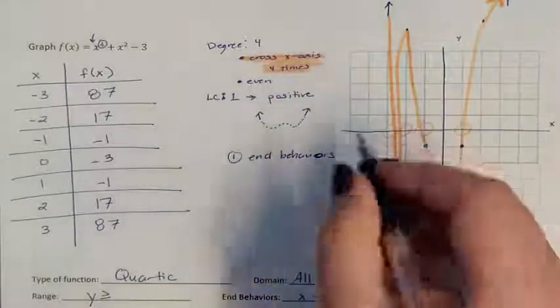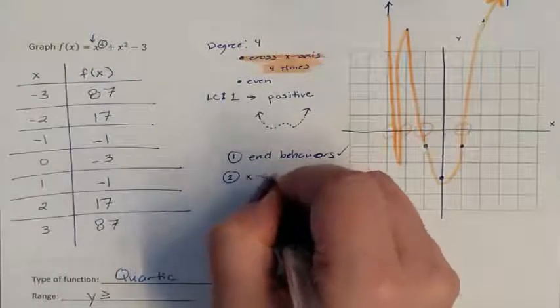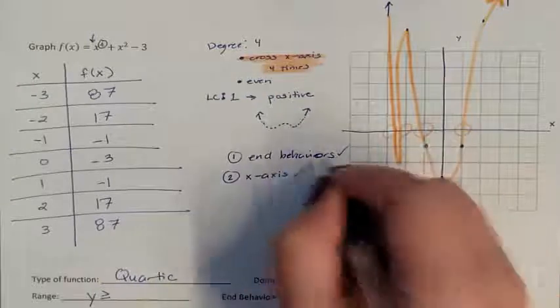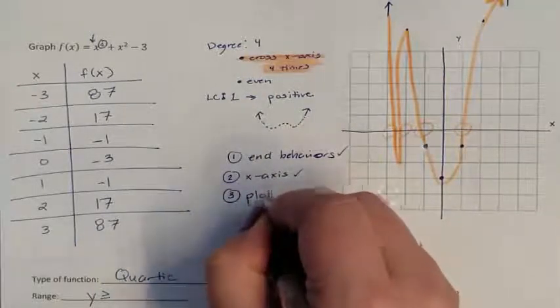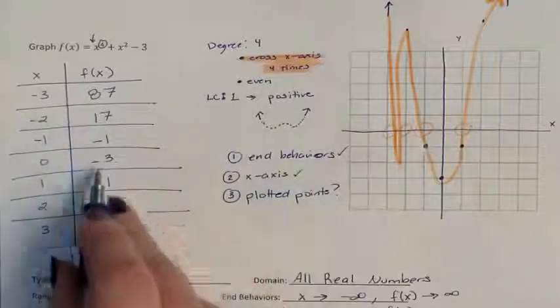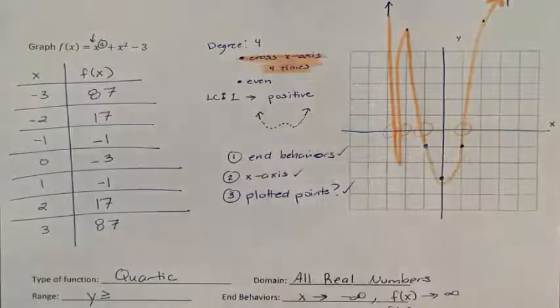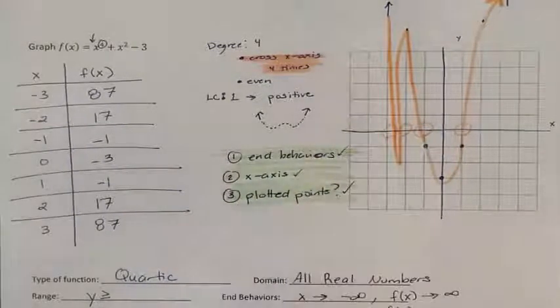Up, up. Yes. Did you cross the x-axis the correct number of times? 4. 1, 2, 3, 4. Yes. Did you use your plotted points? I had all those points plotted, and did I use them all? I did. Because you did all of these 3 things accurately, you get your full credit.